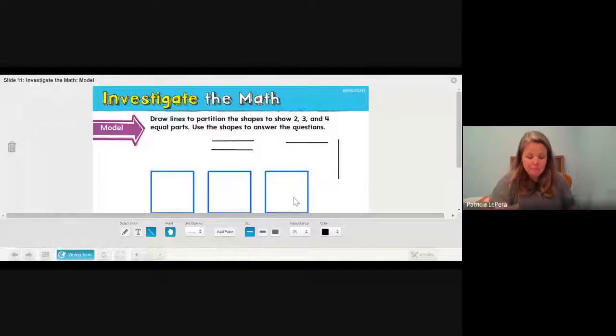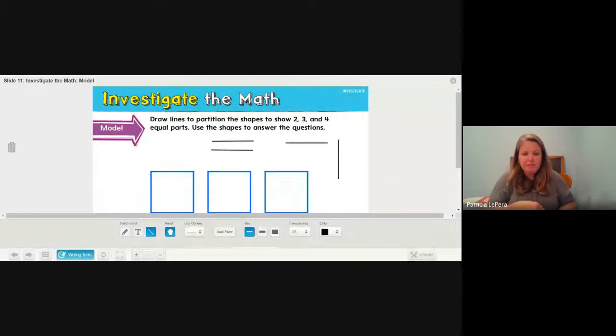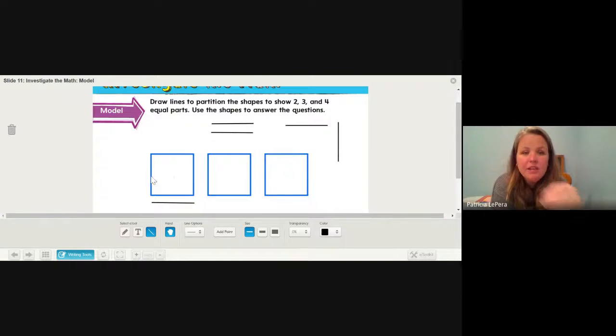So here we are. I am going to break some of these squares into equal parts. So I want to show you how I can break these 3 squares into equal parts, and I'm going to use a line to break them. So if I have this square here and I want to show 2 equal parts, I would want to take my line and put it right in the middle of the square. And now I have broken the square into 2 equal parts or halves.